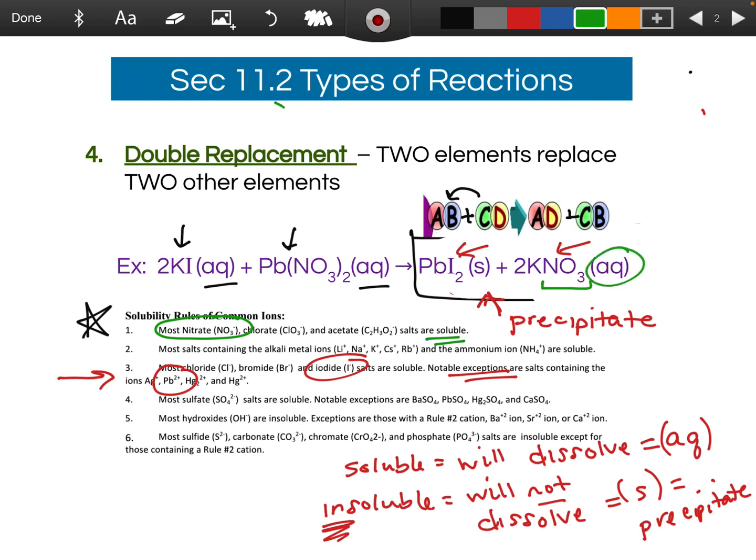This KNO3 actually applies to rule number 1 and rule number 2 because it has a group 1 metal as well. So as long as one of the rules applies, that's what it goes with. So KNO3 happens to have potassium and nitrate, but even if it just had potassium or just had nitrate, it would be soluble. So remember, soluble means it's aqueous, which means it dissolves and you don't see anything in the reaction. So PbI2 is actually the precipitate that you would see in the reaction that would cause the color change.